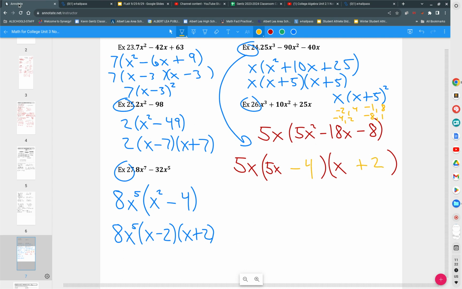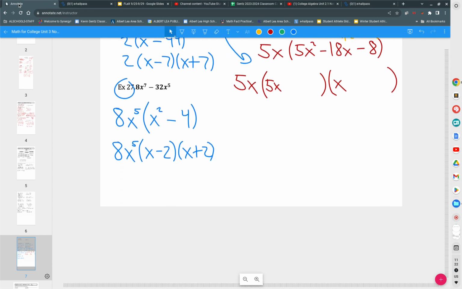And the way that you check that is you check the inside and the outside. Negative 4 times x is negative 4x, and 5x times 2 is 10x. Do those add up to 18x? No. They do not. So I know that that does not work. Now, my good friend Hannah so eloquently said, hey, you could switch that and it might have a chance of working then. So let's switch it and see what happens.